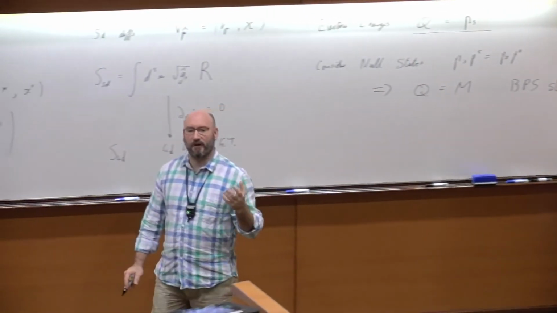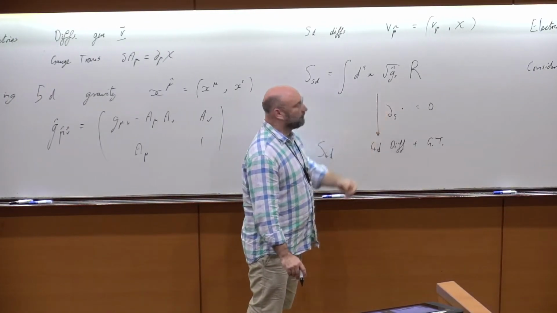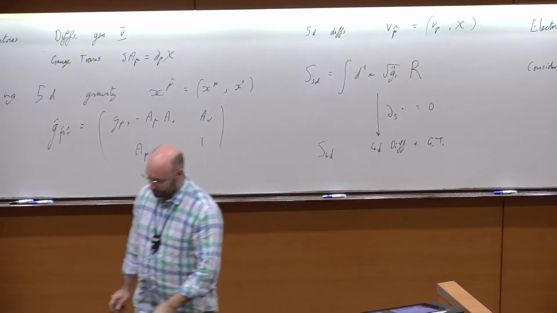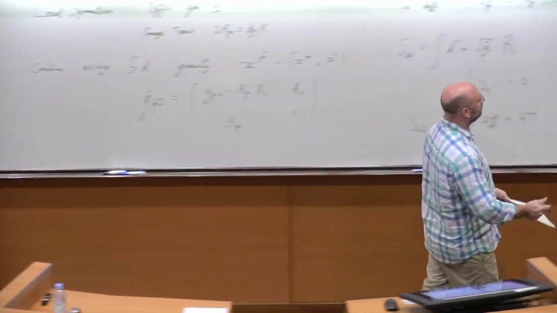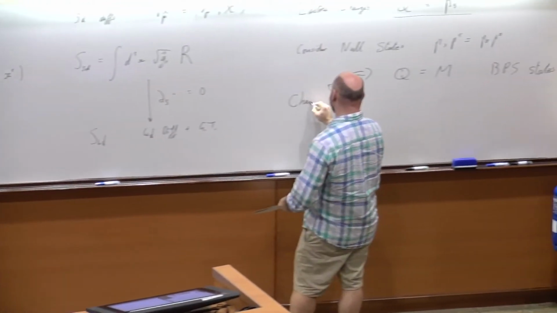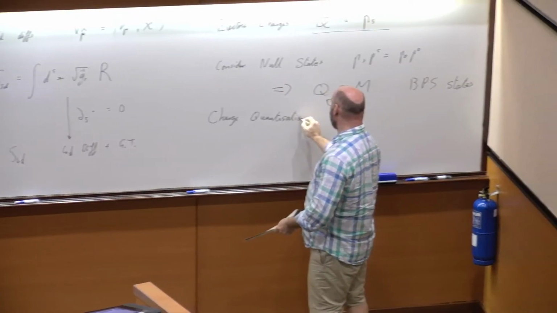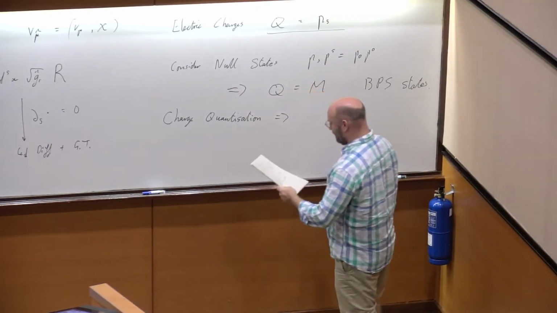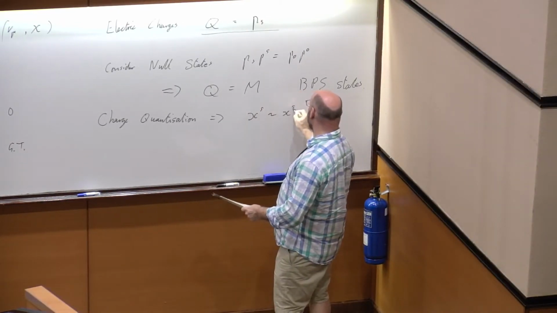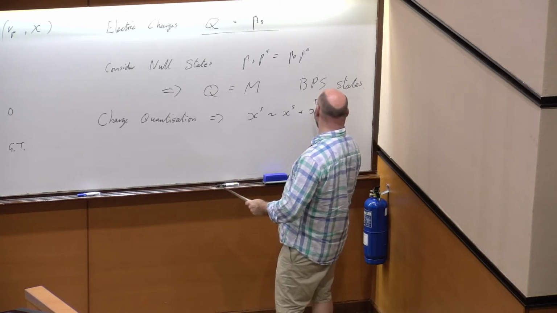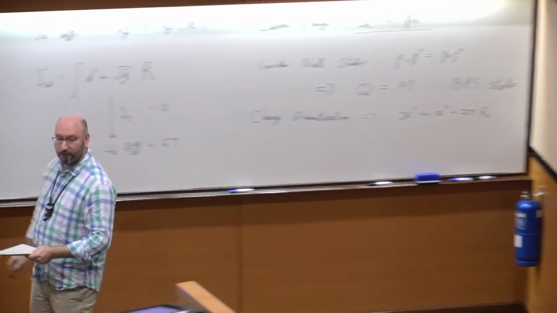Now, at this point, P5 can still be anything, because I've not specified anything about the topology or any global data on the fifth direction. If I wish to have charge quantization, then charge quantization will imply, well, that you periodically identify X5. Okay? And then that will give you charge quantization.